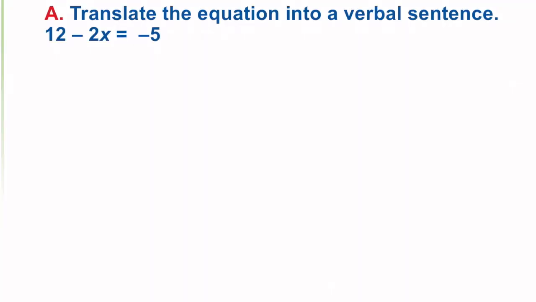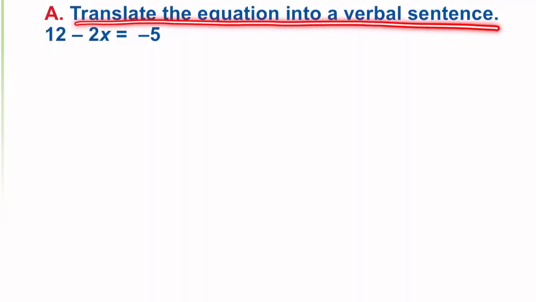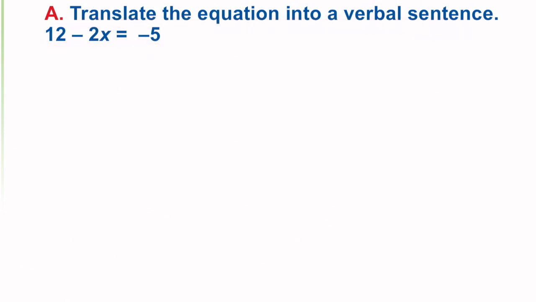Alright, so let's start with the first example. It says translate the equation into a verbal sentence. So 12 minus 2x equals negative 5. It's pretty much the way you would read it. So let me just rewrite it. Let me put some space between the numbers and the operations. Okay, now I'm going to translate part by part.